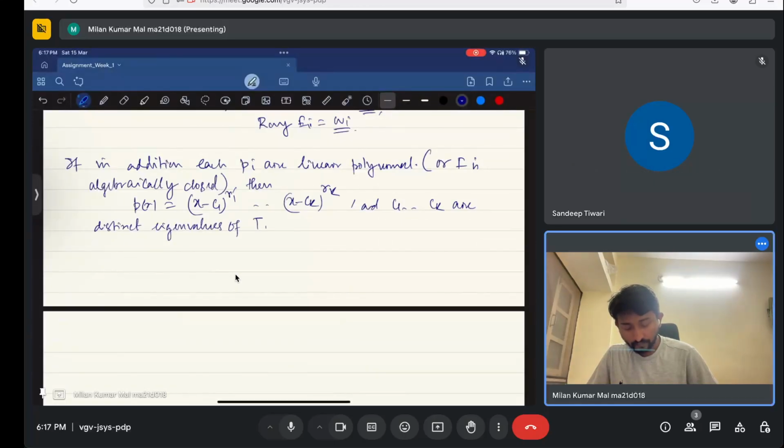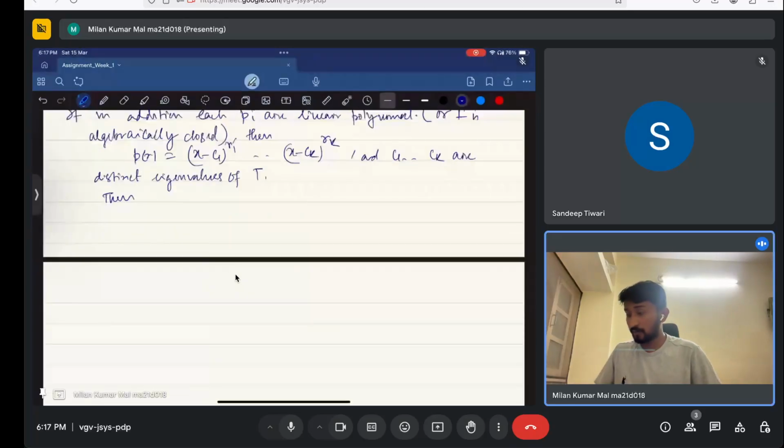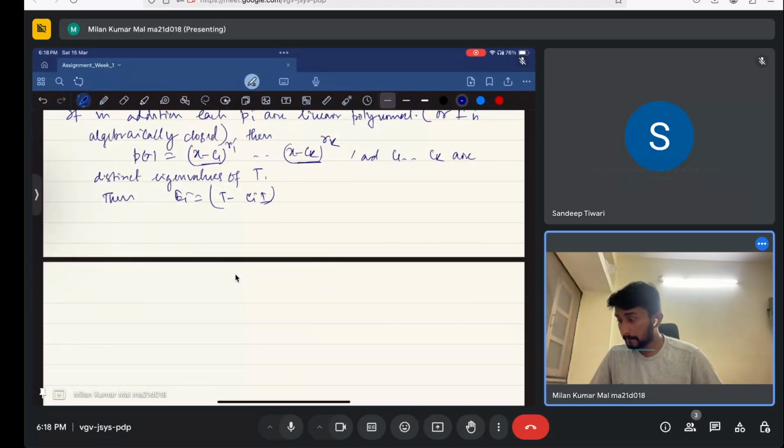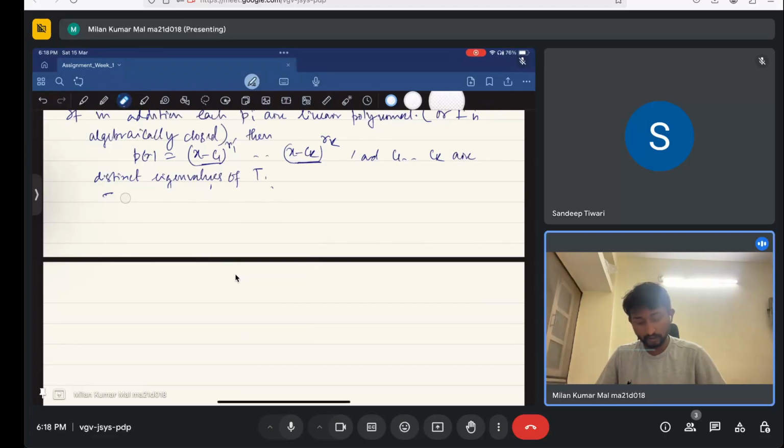Then consider the operator Ei equal to T minus lambda ci identity, these factors only, not going to powers. Now the range of Ei is the null space Wi. In that situation Ei will be that way, sorry, not this way.